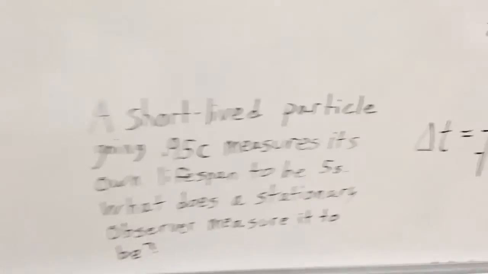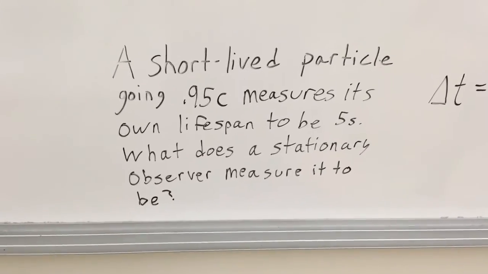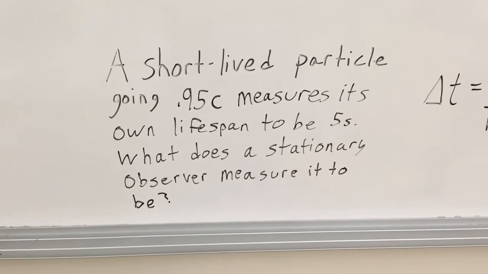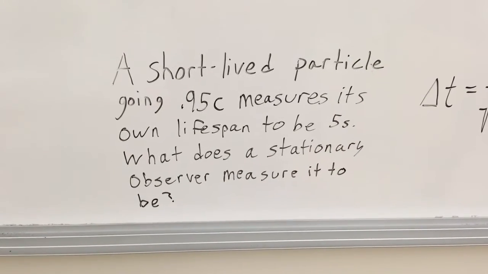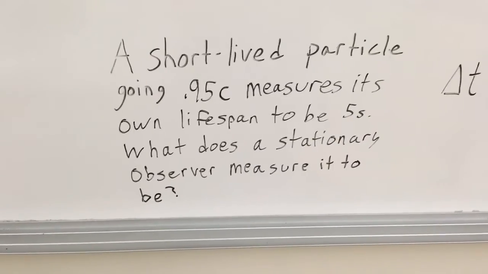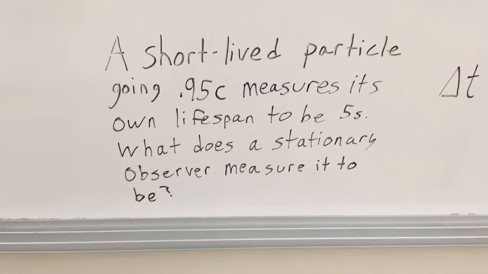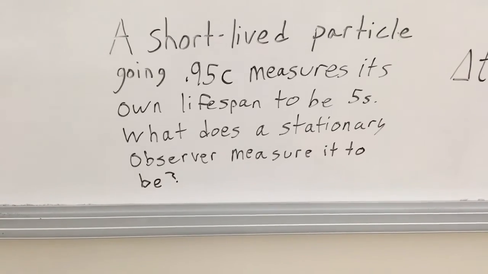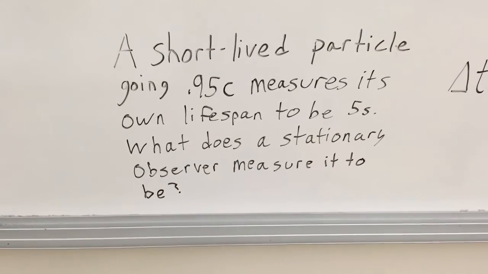So let's practice a little bit with this equation. Let's say there's a short-lived particle going 0.95 the speed of light, and it measured its own lifespan to be 5 seconds. Short life, but a good one, I guess, hopefully. So the question is, what would a stationary observer measure that particle's lifespan to be?